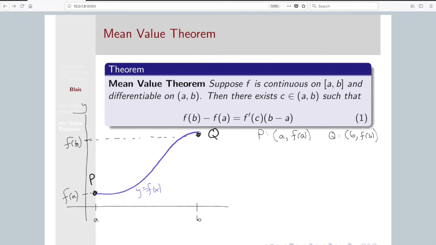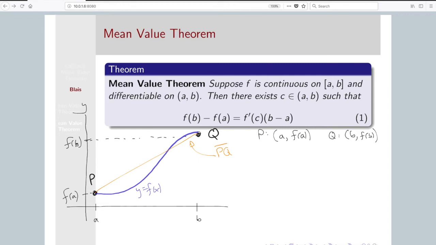Now, let's draw the line that connects PQ. So that line we're going to call PQ. And let's start to think about the slope of that line. So what is the slope of that line?